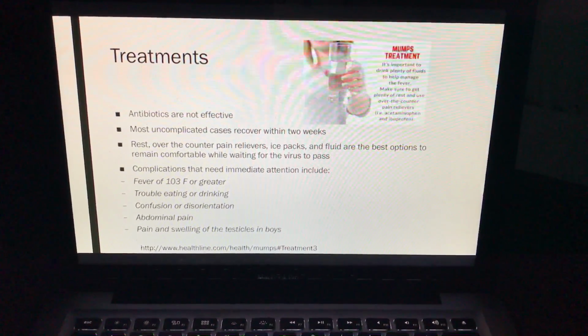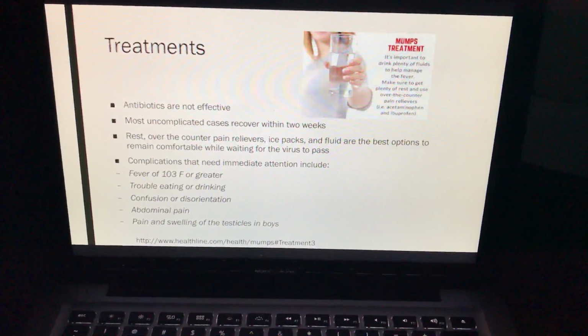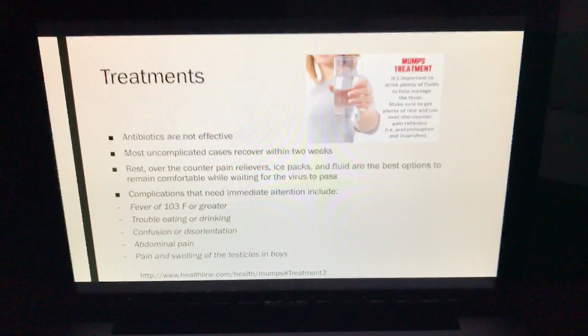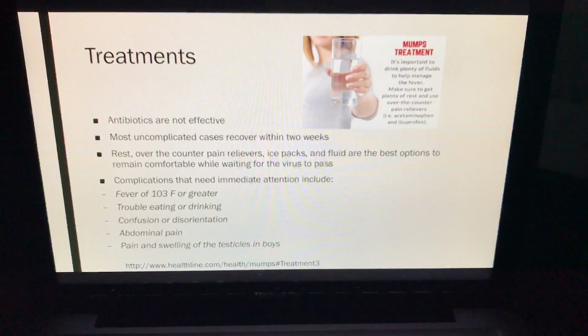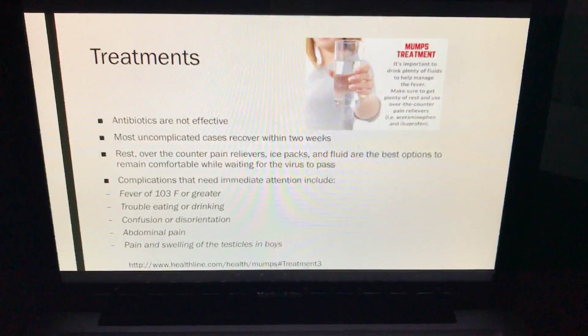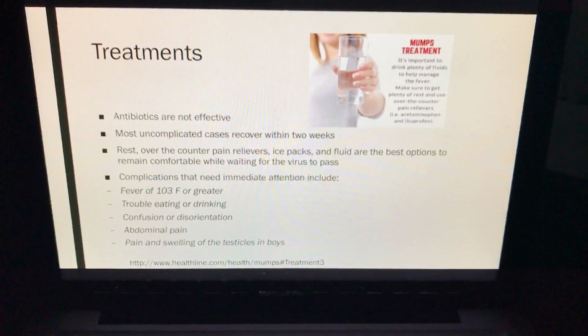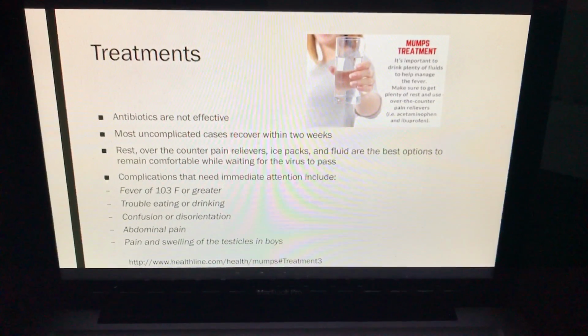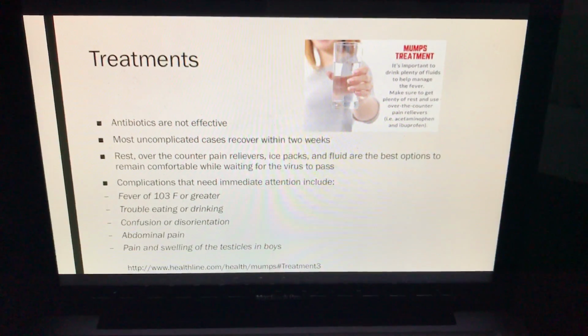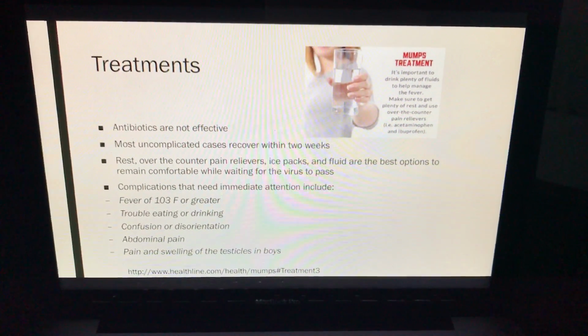The only time that you would really want to make sure that you sought immediate medical attention would be if you acquired a fever of 103 degrees or greater, you had trouble eating or drinking, you had confusion or disorientation, there was abdominal pain, or there was pain and swelling of the testicles in boys that were past puberty.